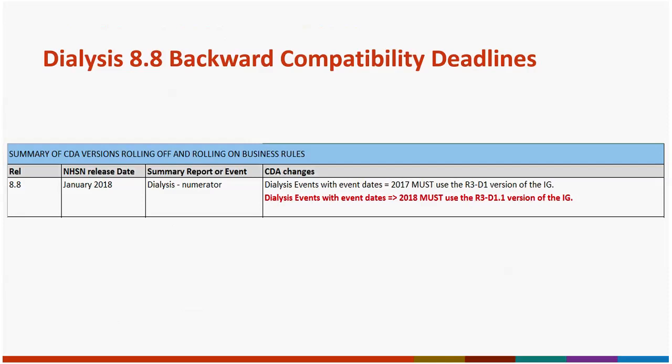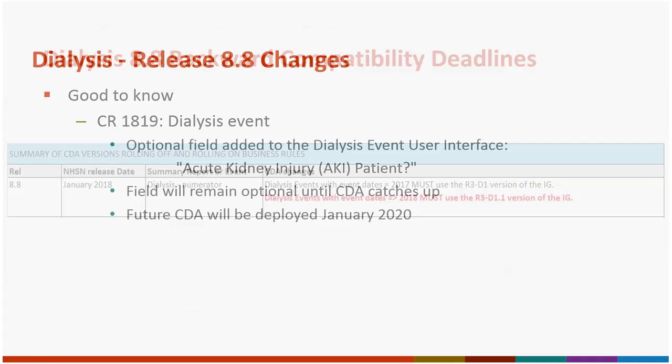Again, right here, just to reiterate, right now this is going to be for dialysis numerator. Events with 2017 or below will be using R3D1 version of the IG. And if you are using the R3D11, that's going to be applicable to anything dated 2018 and beyond. All right, next slide, please.